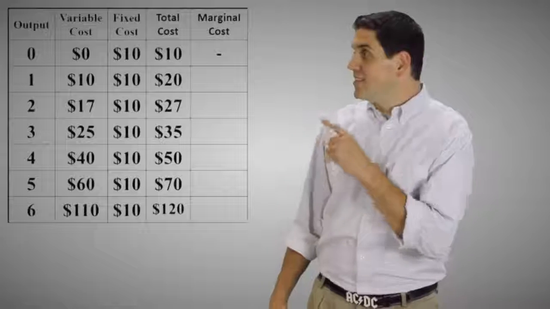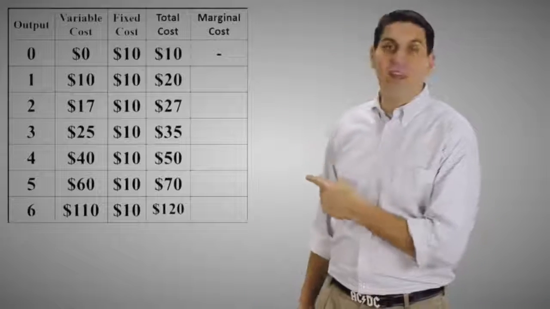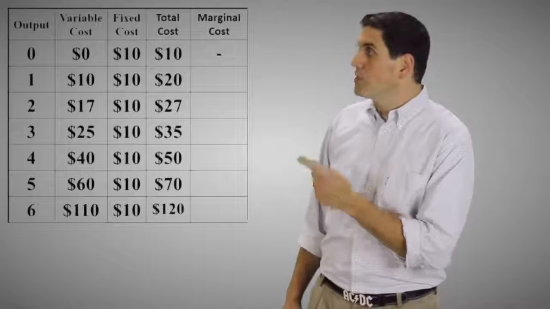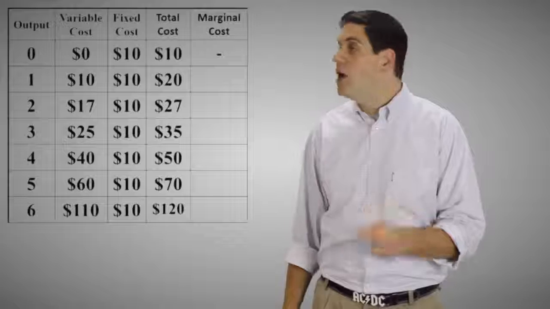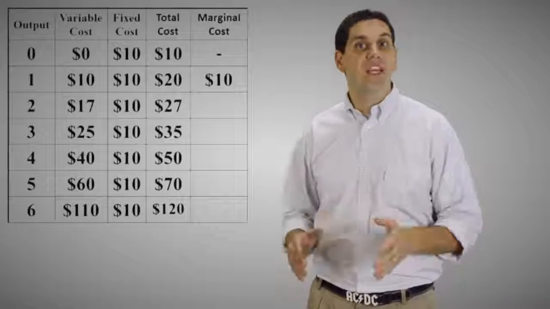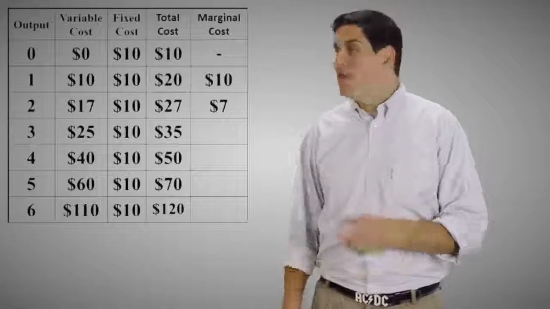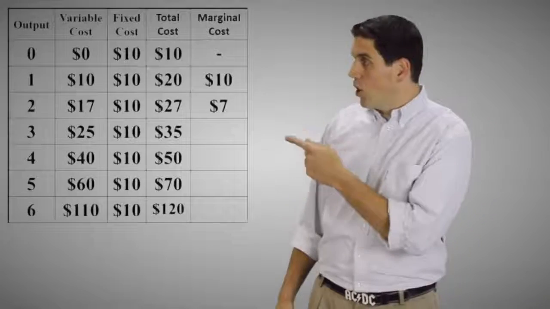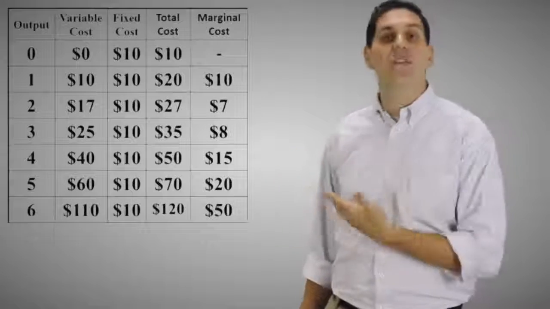The marginal cost is the change in total cost from producing an additional output. So if the total cost of producing nothing is $10 and the total cost of producing 1 unit is $20, the additional cost of that first unit must be $10. Since the total cost of 2 units is $27, the additional cost of that second unit must be an additional $7. So again, the marginal cost is the change in total cost divided by the change in output. So it's $8, $15, $20, and $50.